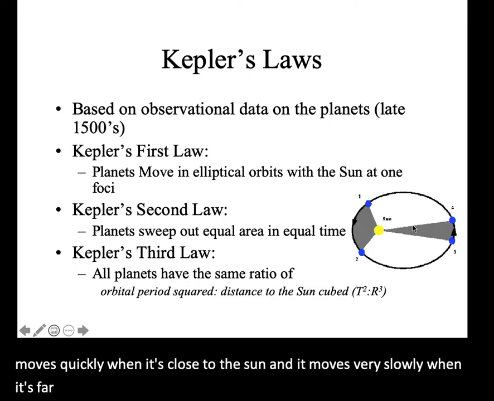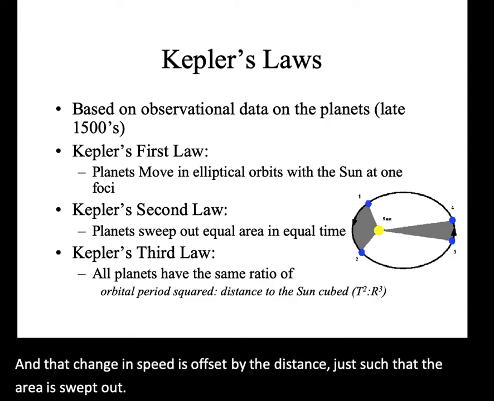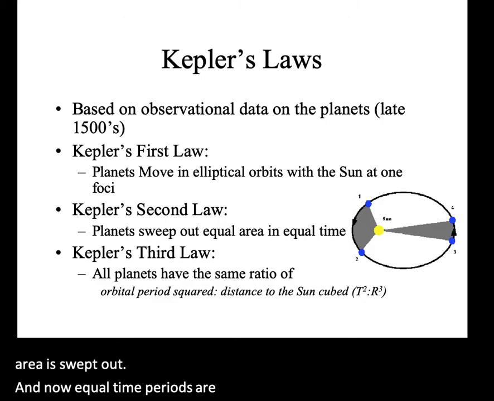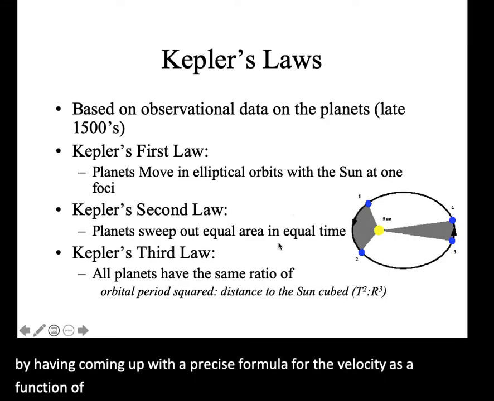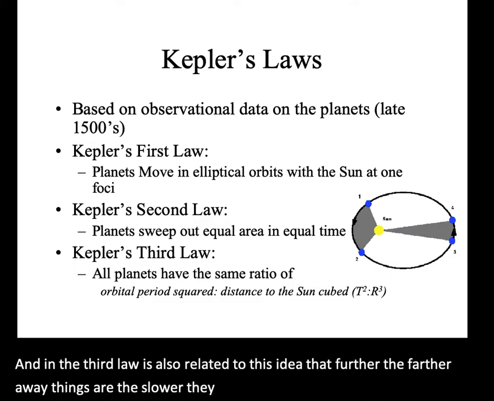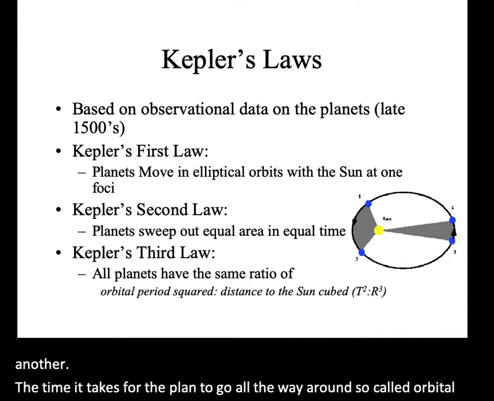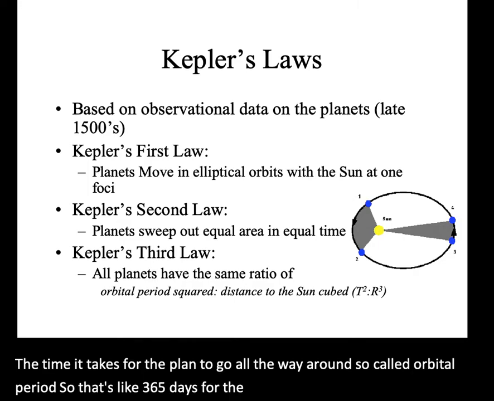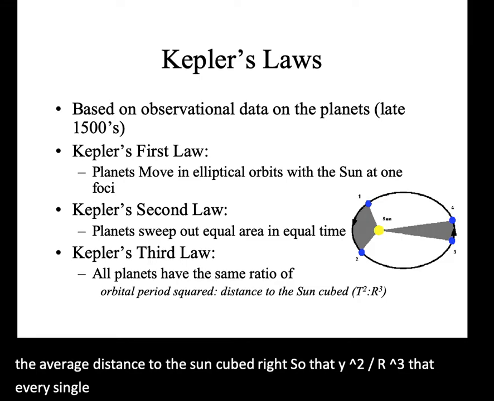And that change in speed is offset by the distance just such that the areas swept out in equal time periods are equal. Now, this will be explained by Newton by coming up with a precise formula for the velocity as a function of distance, right? And then the third law is also related to this idea that the farther away things are, the slower they go. And that is comparing one planet to another. The time it takes for the planet to go all the way around, the so-called orbital period, so that's like 365 days for the Earth, that time squared divided by the average distance to the sun cubed, right? So the T squared over R cubed, every single planet around the sun has the exact same ratio, right?